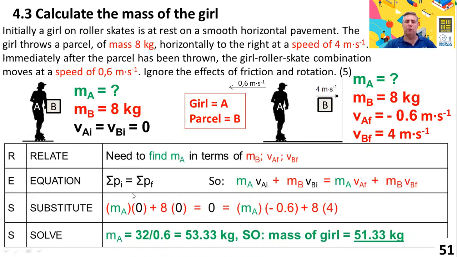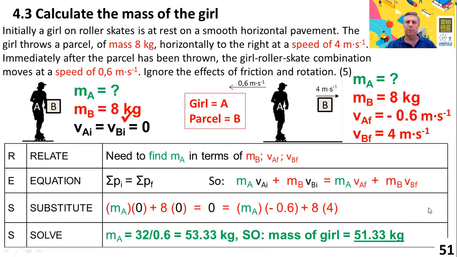The left-hand side reduces to naught because the initial velocities are naught. The right-hand side is the mass of the girl in roller skates times the velocity minus 0.6 plus the mass of the parcel, 8 kilograms, times the velocity 4. Solve for MA, and you get 53.33 kilograms, but the roller skates weighed 2 kilograms, so the mass of the girl will be 51.33 kilograms.